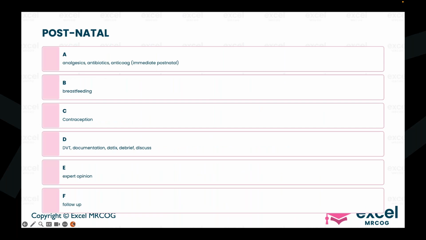Postnatal, we remember it with this mnemonic A B C D E F. ABCD is in the immediate post. A is analgesics, antibiotics, anticoagulants whenever indicated. B is breastfeeding. C is contraception. D is documentation, DVT prophylaxis, DATX. Very important. Discuss, debrief. E is expert opinion.